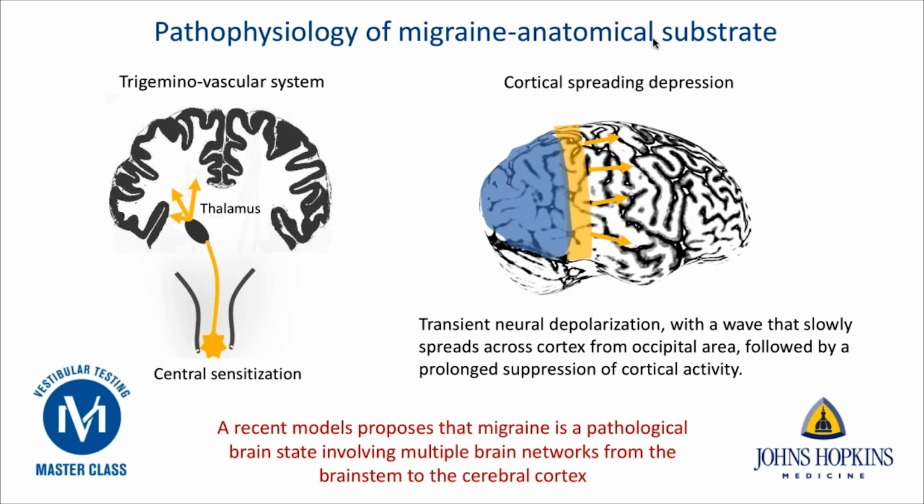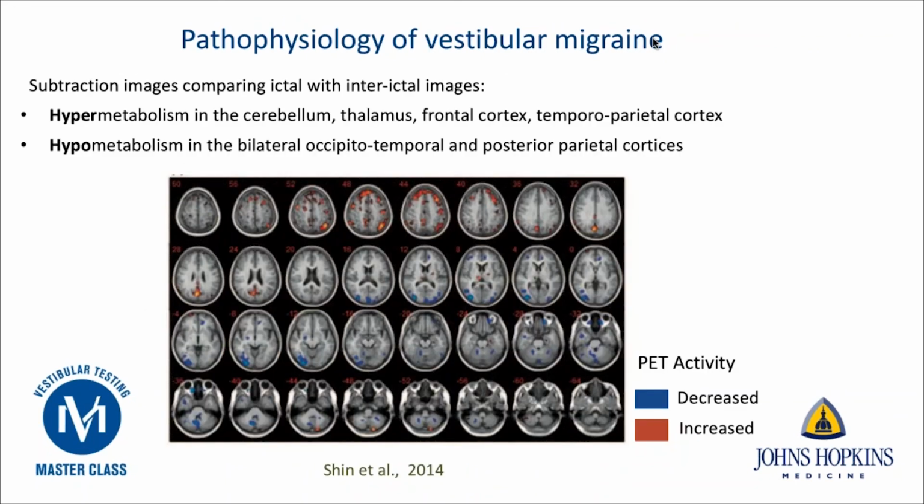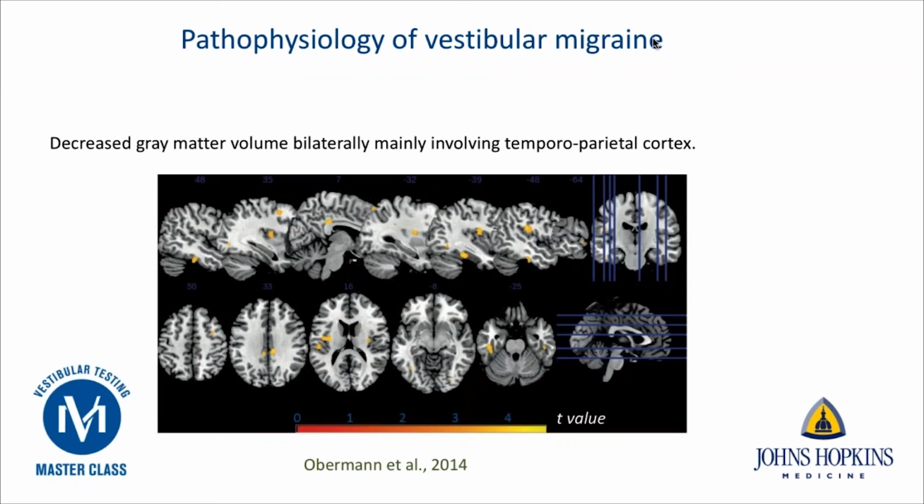that can lead to symptoms. Another important phenomenon is the cortical spreading depression, which is the transient neural depolarization with a wave that slowly spreads across the cortex from the occipital area and is often followed by a prolonged suppression of cortical activity. This is linked to aura symptoms in patients with migraine. Overall, recent models propose that migraine is a pathological brain state involving multiple brain networks and is not just linked to a specific network or brain location.